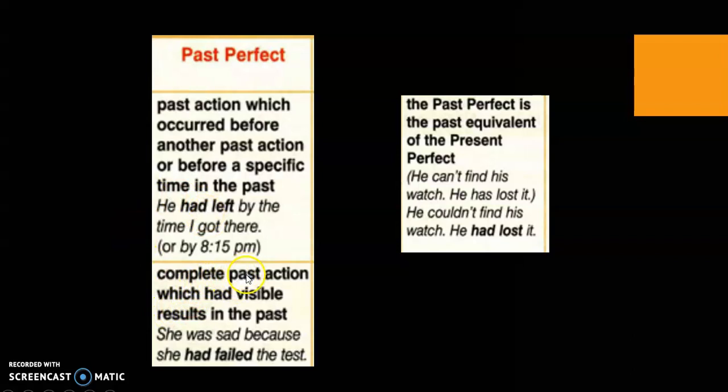Complete past action which had visible results in the past. She was sad because she had failed the test.